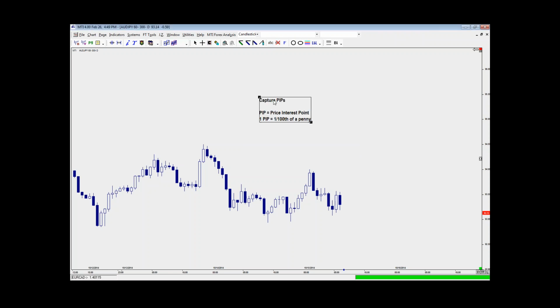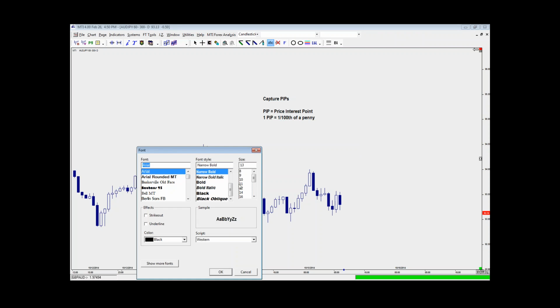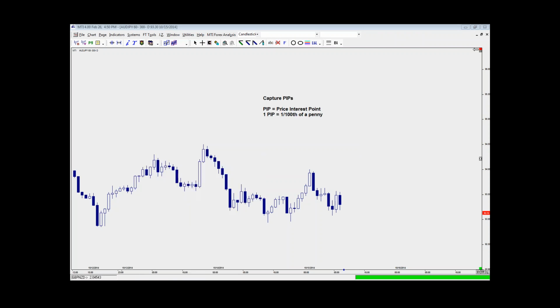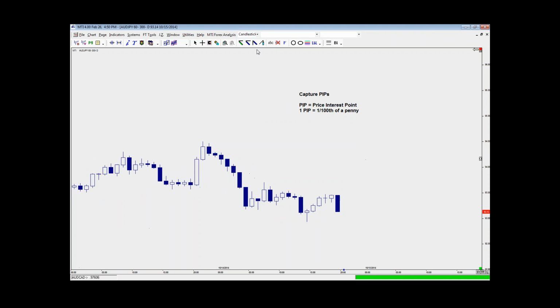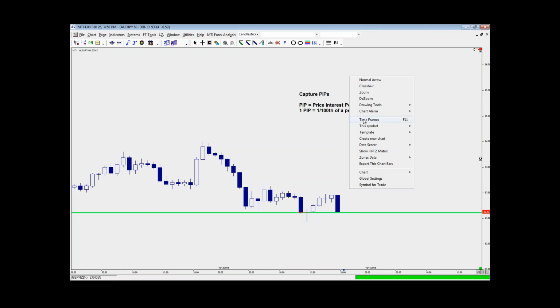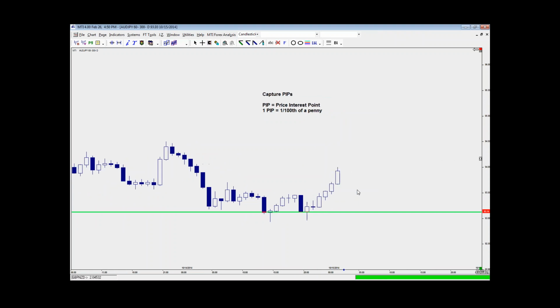Does that make sense? Let me increase the font a little bit so that everybody can see that better. There we go. Now let me show you how we actually measure pips. Let's say we decide to get into the market right here at the close of this candle, and we stay in the trade, and we exit at this white candle right here, at the close of that candle.